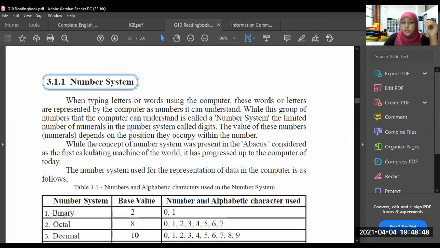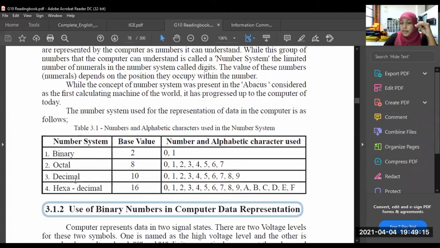The limited number of numerals in the number system are called digits. The value of these numerals depends on the position they occupy within the number. While the concept of the number system was present in the abacus, considered the first calculating machine of the world, it has progressed up to the computer of today. As I told you, there are four number systems: binary, octal, decimal, and hexadecimal.